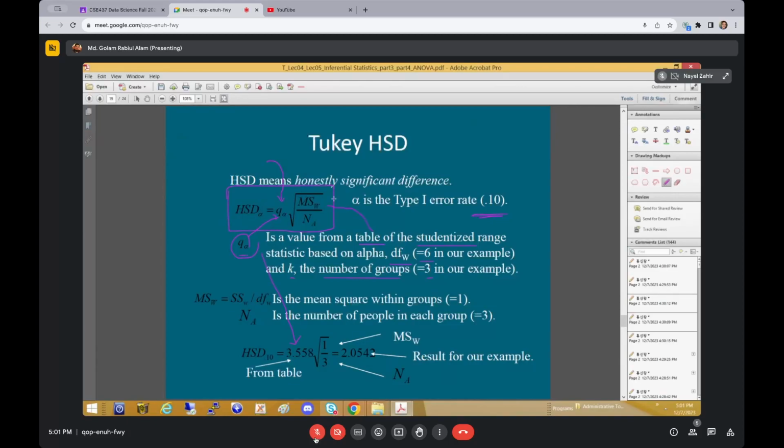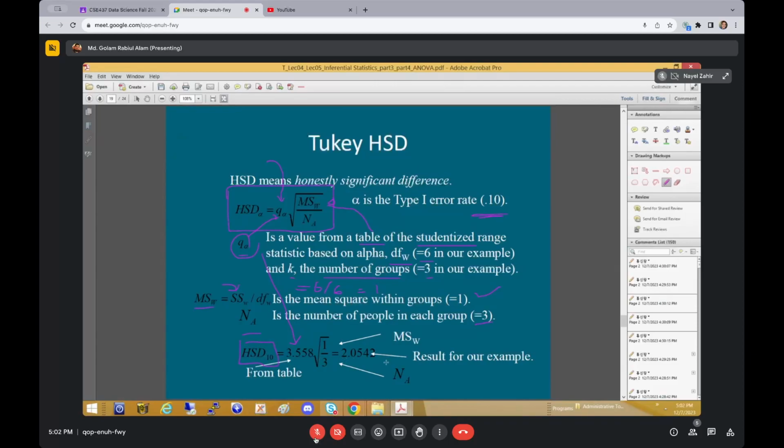Then we need MSW, that is the mean square within group. MSW is SSW divided by DFW. We have calculated SSW, which is 6, and DFW is 6, so that is 1. That's why the mean square within group is 1. And n is the number of people in each group. We have three people in each group, so n equals 3. If we put those values here, then we will get the HSD for alpha 0.1.